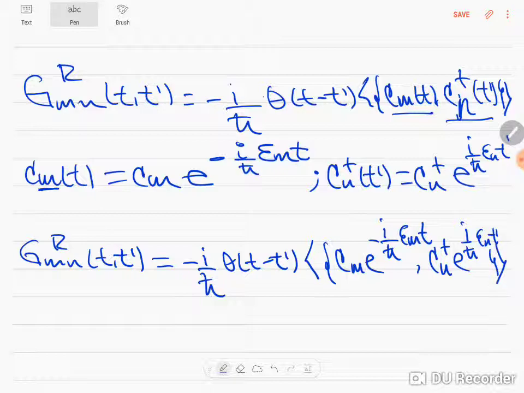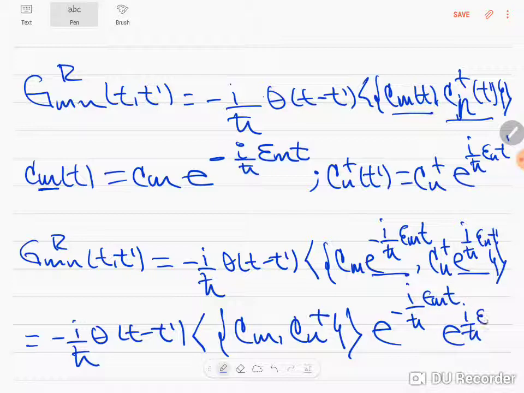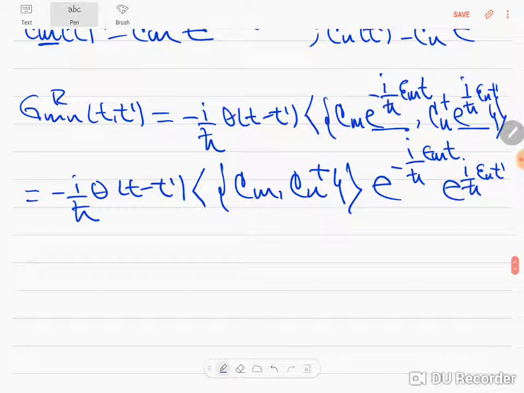We close the operations there, and then we write minus i over h bar theta of t minus t prime. Since the phase factors are scalars and not operators, I can take them out, and then I'm only left with the expectation value of the anticommutator between c_m and c_n dagger, times e to the minus i over h bar E_m t, e to the i over h bar E_n t prime. Yes, and then we continue.